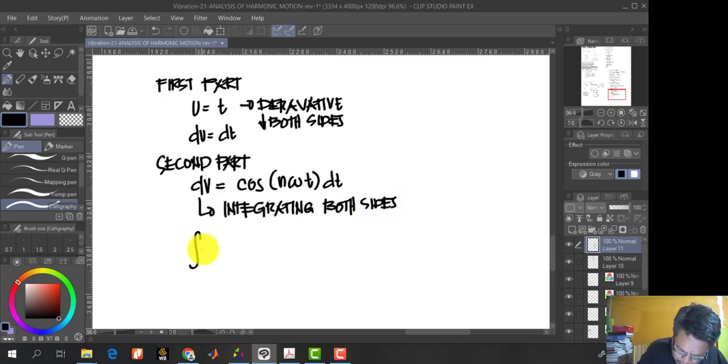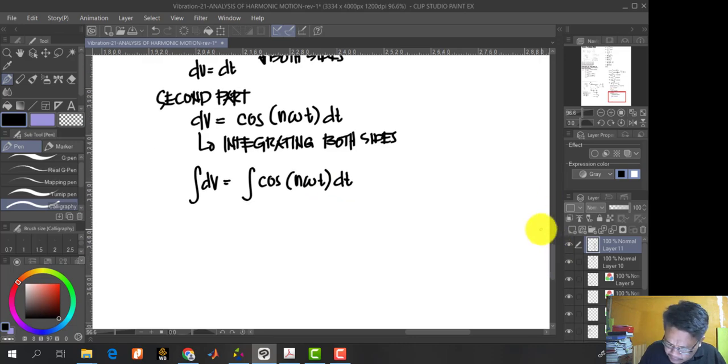So I'm going to integrate my dv here, which is integrating doon sa kabila. So that will be cosine of n, angular velocity times time, and we have your dt. Yeah. So eventually, if you integrate the dv, this will result as a v. And ito, okay, so we need to do a variable substitution here, no?